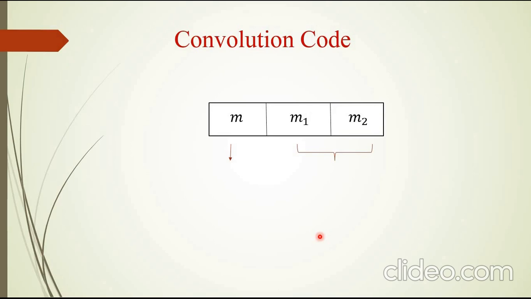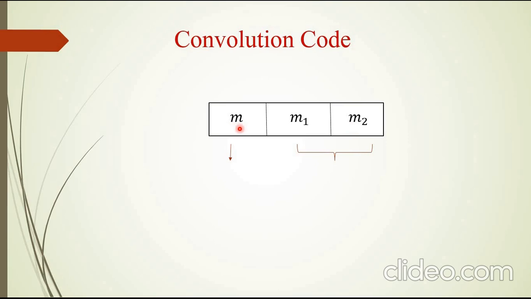In that basic example, let us have a shift register. There are three blocks in the shift register. The first has message bit M, the second has message bit M1, and the third has message bit M2. So this is the shift register which contains three blocks M, M1 and M2.